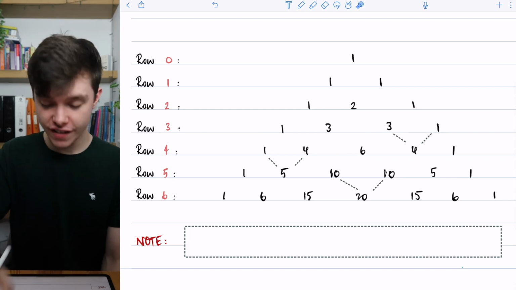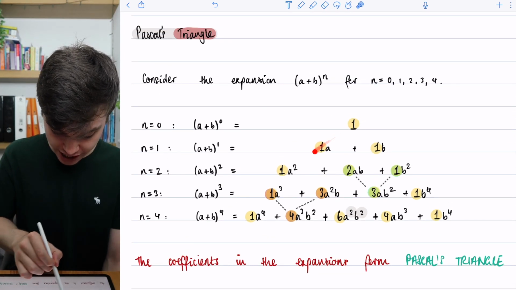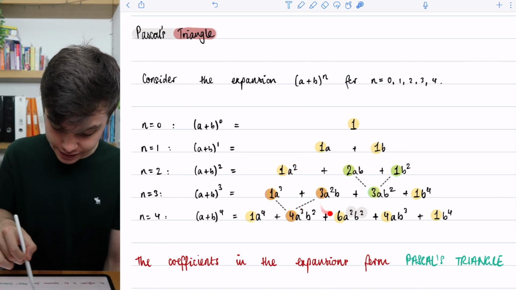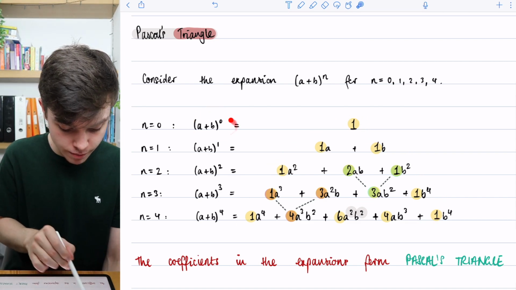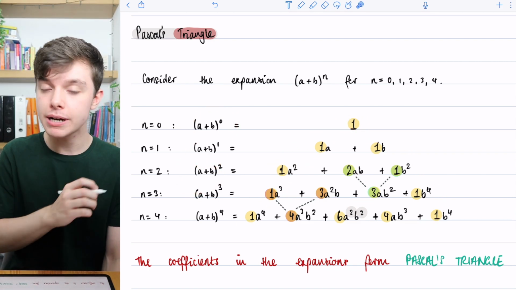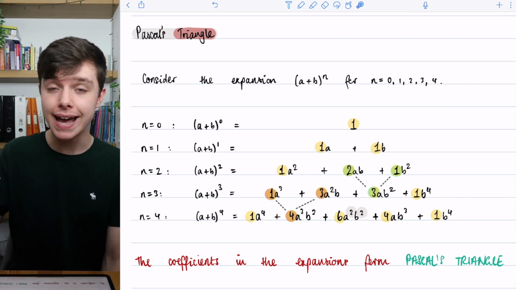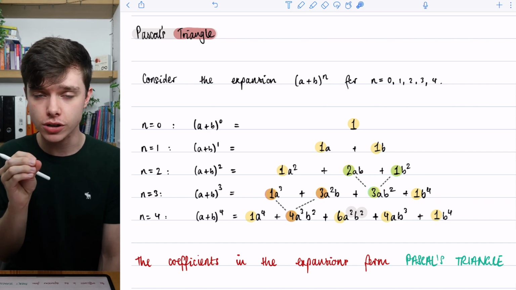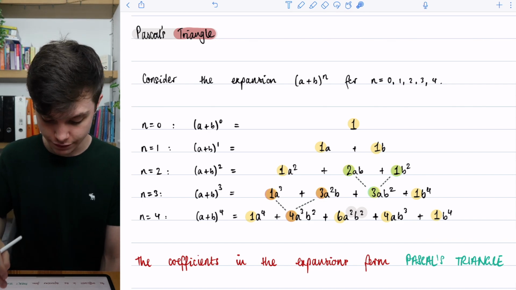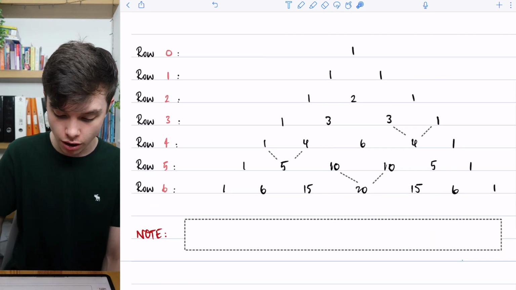Okay, these coefficients just come from all of these yellow and orange and green highlighted numbers here. They come from expanding these brackets, but I'm getting rid of the brackets and I'm just taking the coefficients. Coefficients are the numbers in front of the brackets. So that's what we've got going on here.